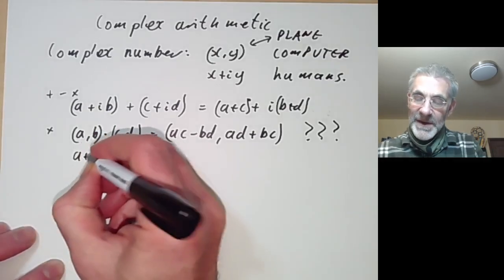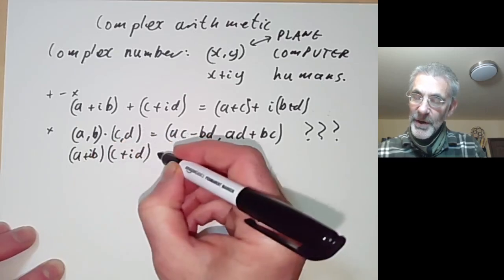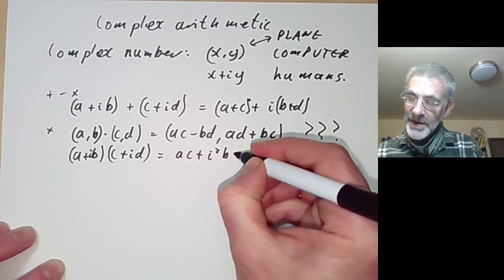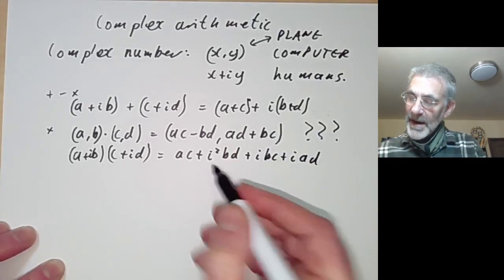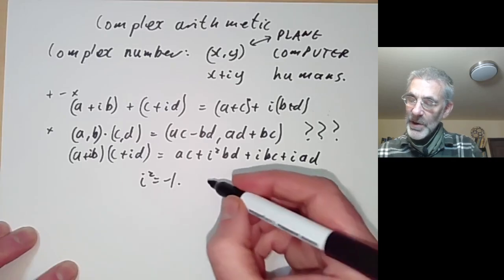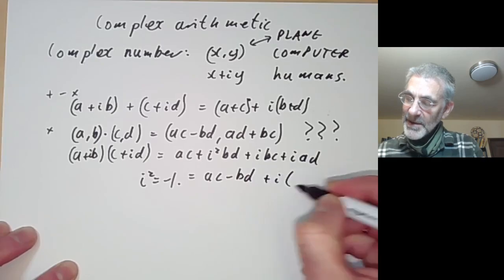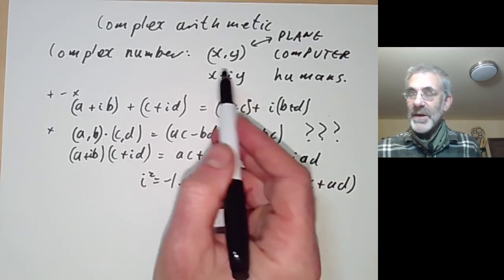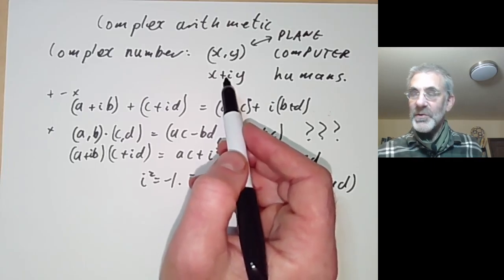Well, if you write the numbers as a plus ib times c plus id, then it's much more obvious, because you multiply this out and it's ac plus i squared bd plus ibc plus iad. And now we use the fact that i squared is, by definition, minus 1. So this is ac minus bd plus i times (bc plus ad). So that's why we write numbers in this form rather than as ordered pairs. It makes the multiplication of complex numbers trivial to remember.